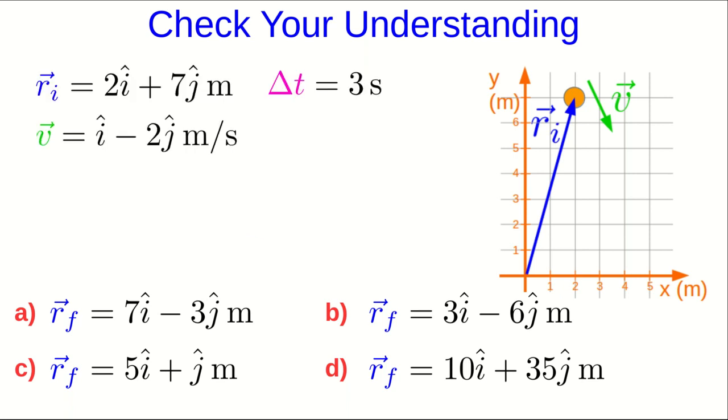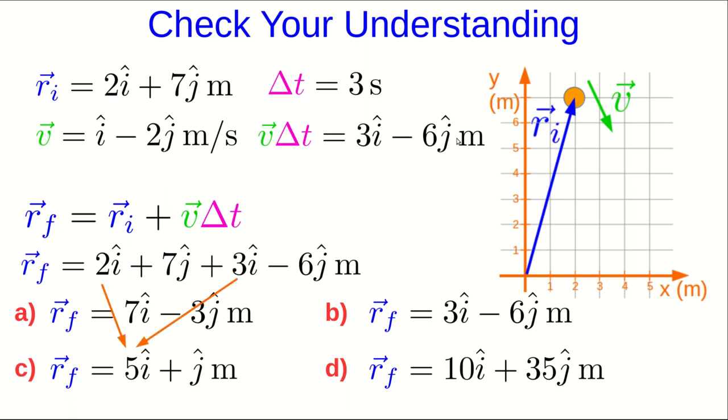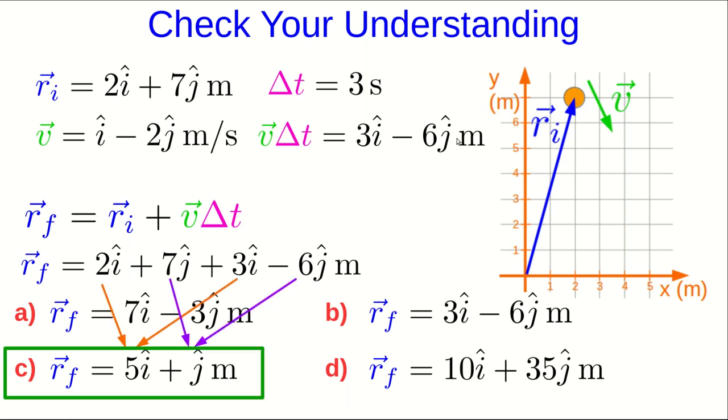And let me just collect everything together. So now we have an initial position, a velocity, and a delta t. And we're going to use this relationship that we just found to find the final position. So I'll work in parts. V delta t is just v, where I've multiplied each component by 3 seconds. And now I just have a vector addition to do, and 2 plus 3 is 5, and 7 minus 6 is 1, and so the answer is C.